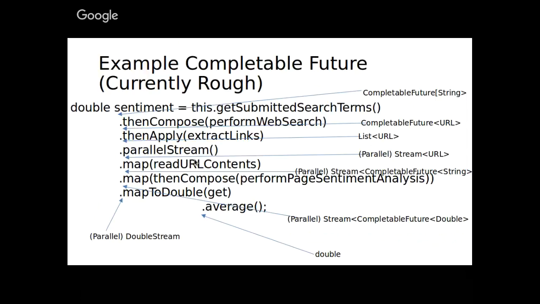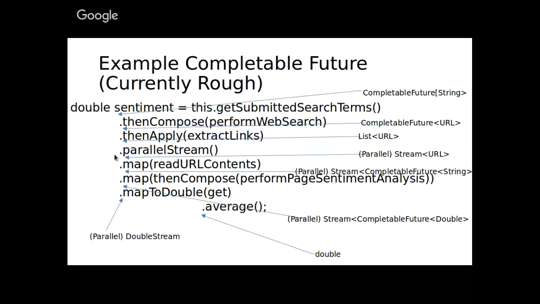So here, we can, for example, get these submitted search terms. This is actually, I wrote this in Java. I had meant to enable the Scala version of this, but this is fine. So here we'll get back, say, a completable future of a string from the user. And we'll compose it with doing a web search. We'll get back a completable future. You could think of it as just a future in Scala. And then we'll apply an extract links. We'll get back a list of URLs here. That can be done directly.